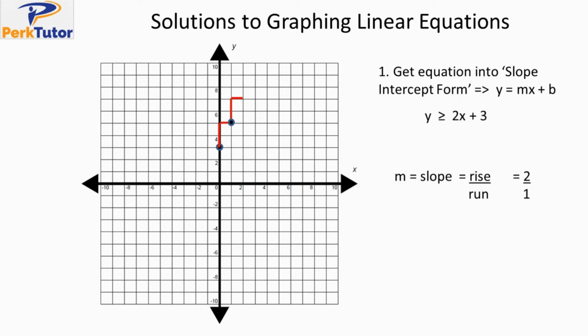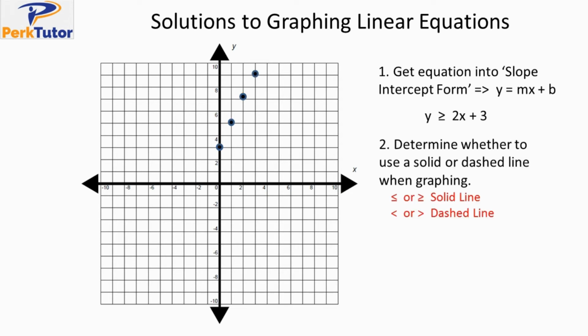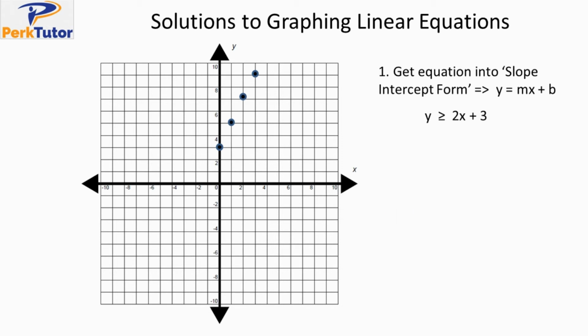Going back to the y-intercept that you've just plotted on the graph, you need to rise 2 and run 1 and place a dot. Repeat this process until you get 3 or 4 dots to be used to draw your line. Next, you'll need to determine whether this line is solid or dashed. Since you have a greater than or equal to inequality, it's going to be a solid line. So let's connect the dots.